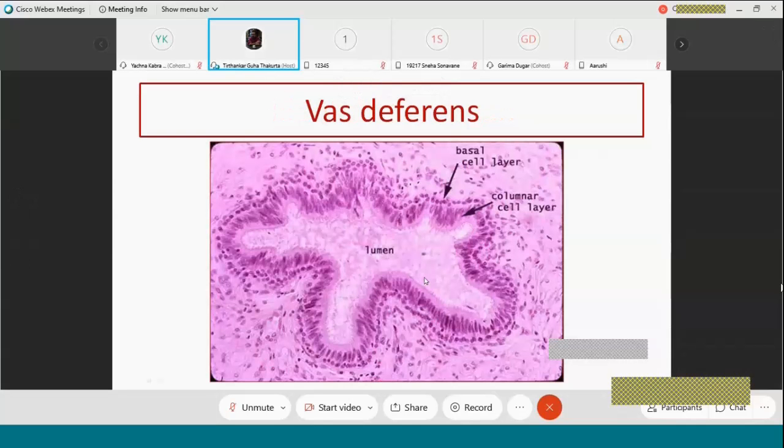When you go into the high power, you see it's lined by two layers of cells, not by transitional epithelium. And these two layers of the cell are one basal layer which looks like a dot, like a cuboidal epithelium, and the inner columnar epithelial cell layer. So therefore, this is the vas deferens, which is identified by a luminal structure that is surrounded by smooth muscles. And the epithelium is not transitional epithelium.